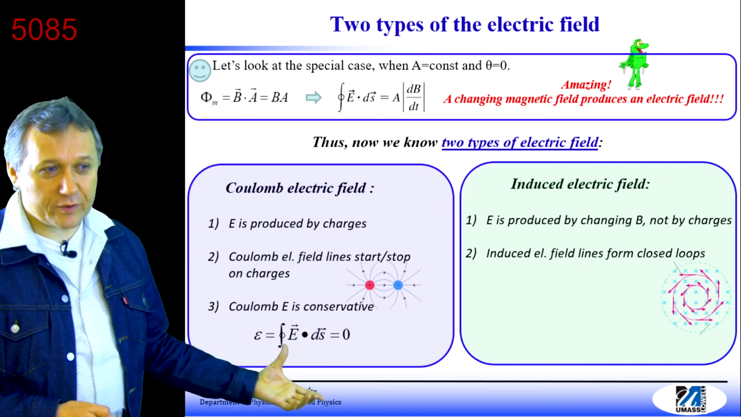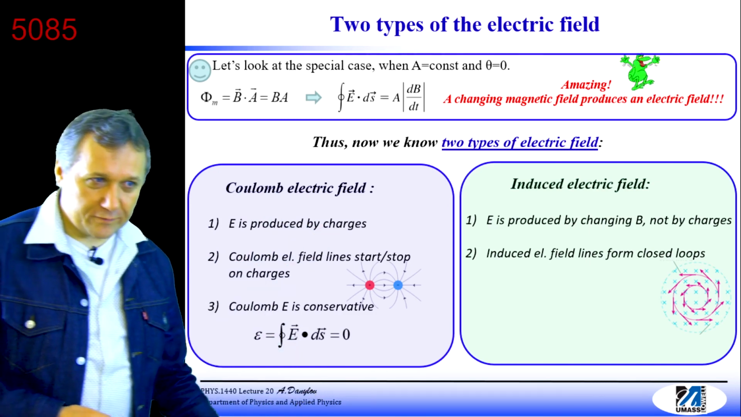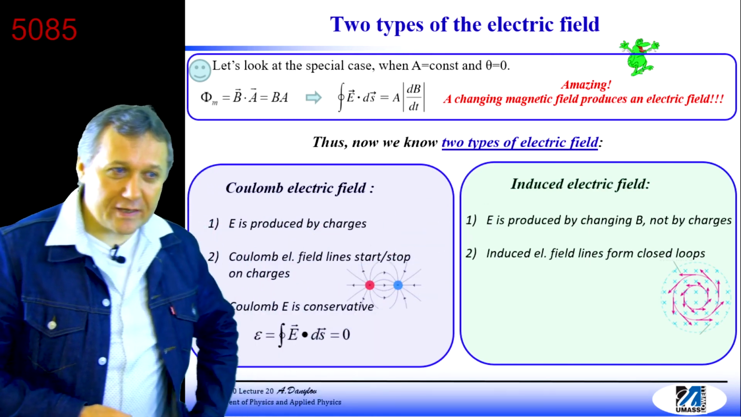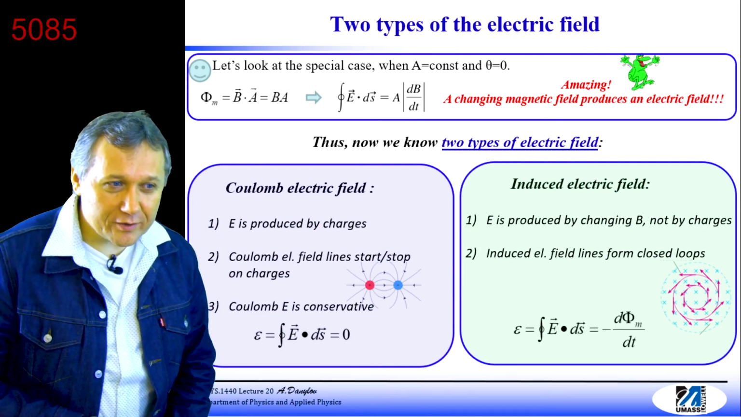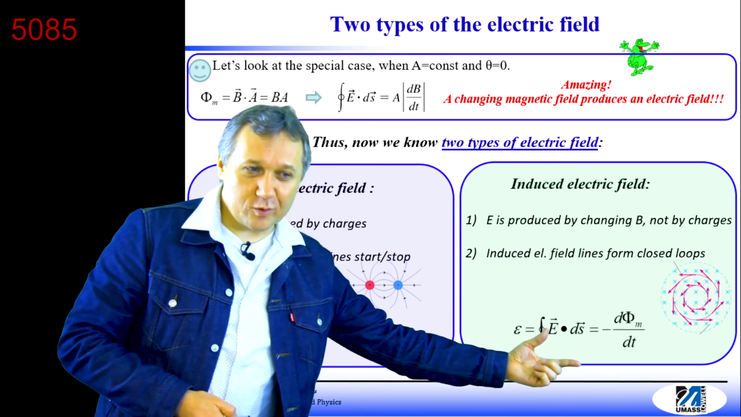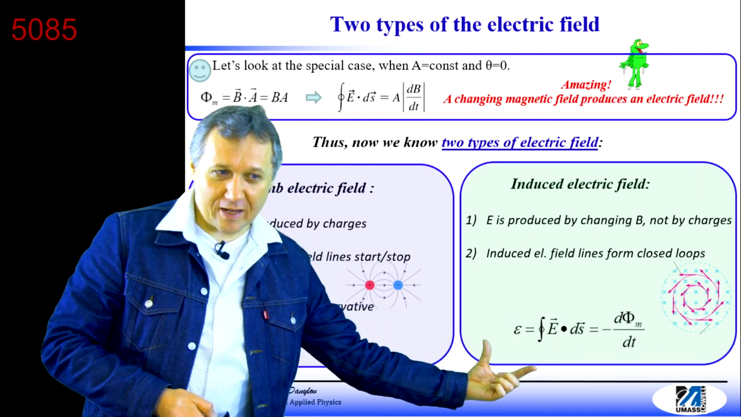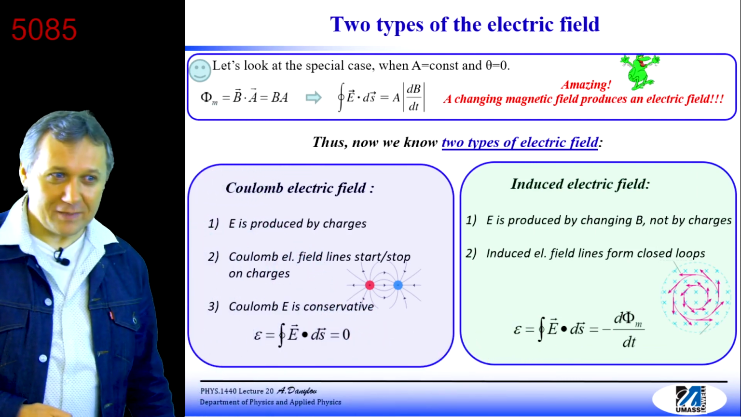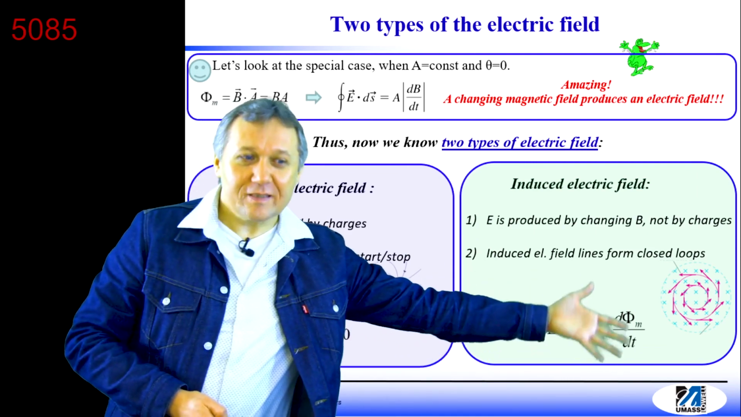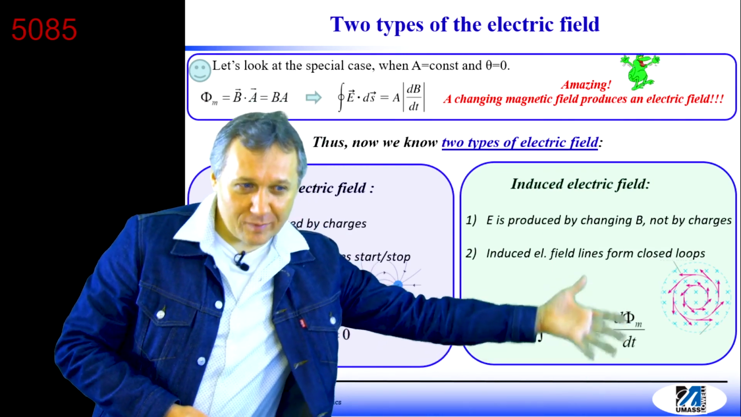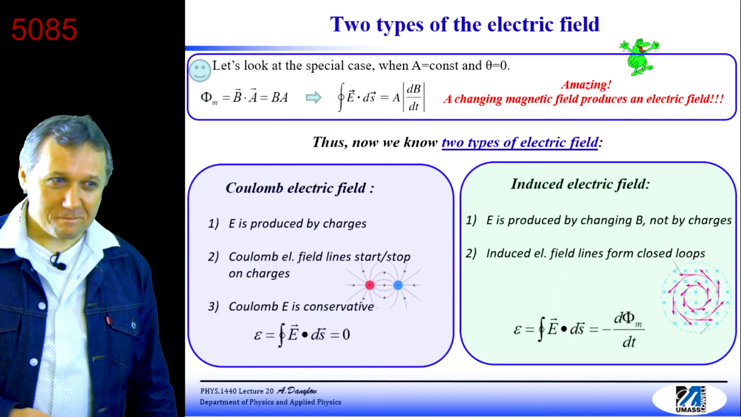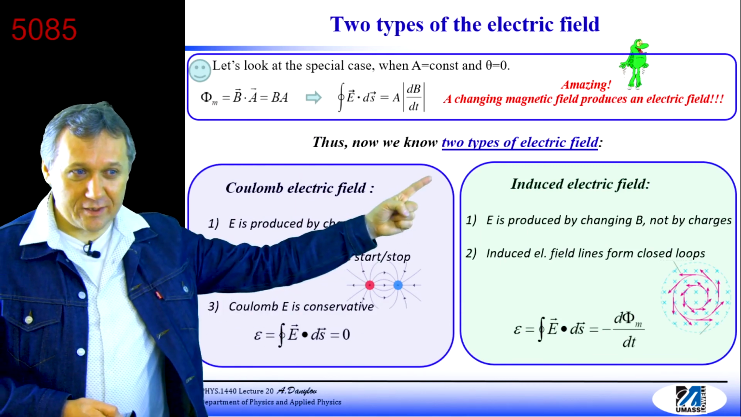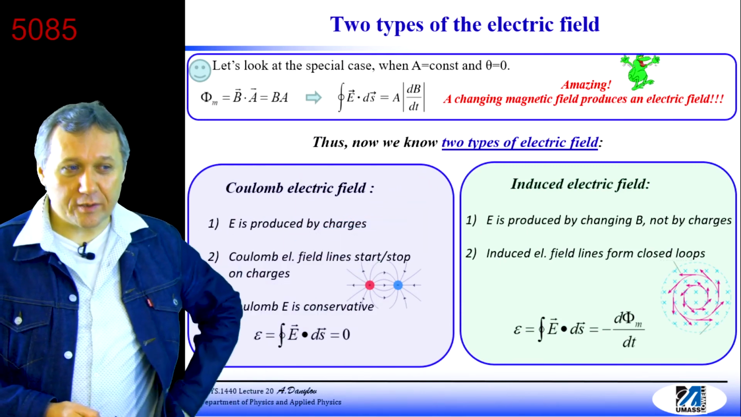And of course that field was a conservative field. But now for the induced case, if you integrate over a closed loop, E dot ds, that's our EMF, right? And now it's not zero. It's minus the rate of change of the magnetic flux. As a result, this induced electric field is not conservative.